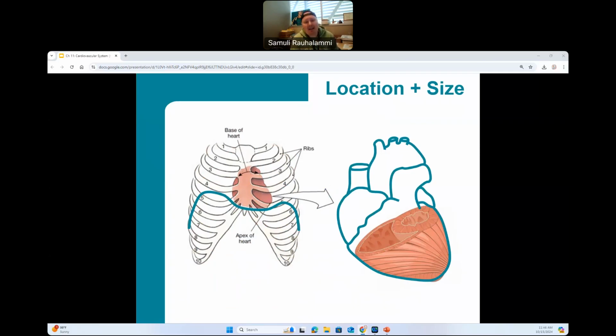Another thing that I think this slide shows us really well is a structure known as the apex. So the apex is the tip of the heart. And the tip of the heart is pointing anteriorly, so to the front, inferiorly, so down, and slightly left. So that helps us to position the heart within our chest cavity.